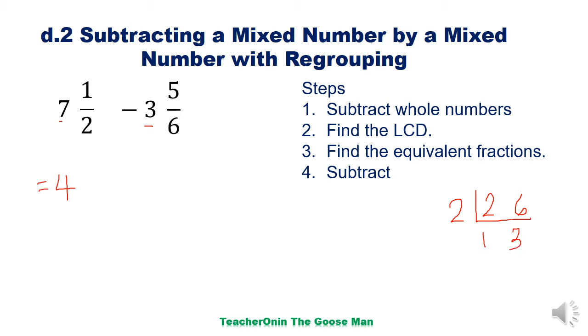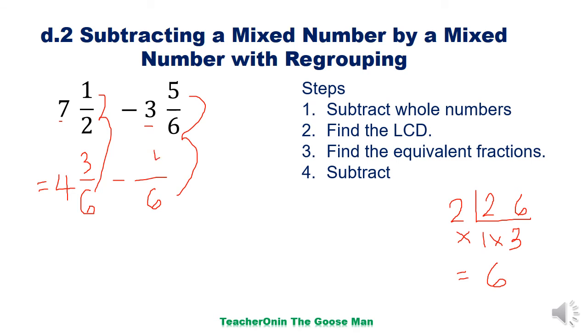And remember that only 1 can divide 1 and 3. So therefore, to get the LCD, we will multiply 2 times 1 times 3. So the LCD is equal to 6. So this is now our LCD. And then we will get the equivalent fractions of 1/2 and 5/6 respectively. So 6 divided by 2 times 1 is equal to 3. And then we have 6 divided by 6 times 5 will give us 5.